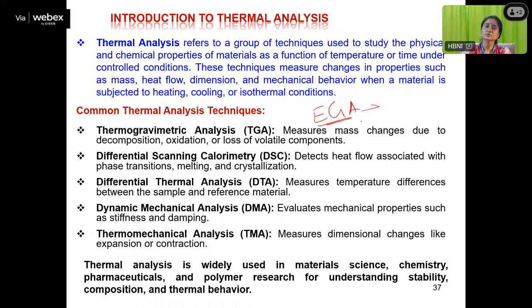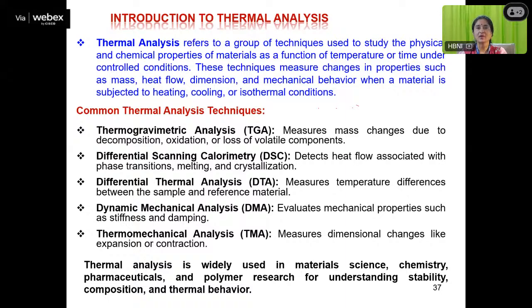sample, some gas also may evolve, like EGA, evolved gas analysis. But for analyzing this evolved gas, you need to use either a mass spectrometer or an IR spectrometer, attached to the system, to analyze what are the gases evolved. So that is a different one, therefore I have not included it here. But yes, all the instruments are normally associated with an EGA system, or evolved gas analysis system.